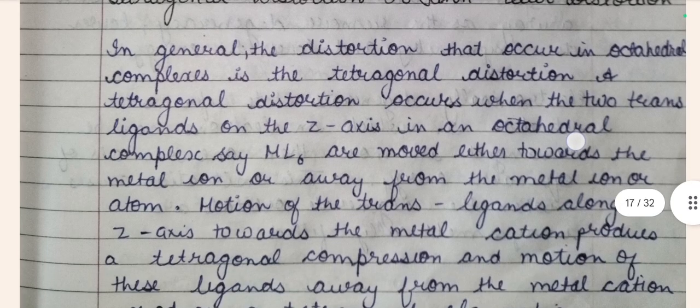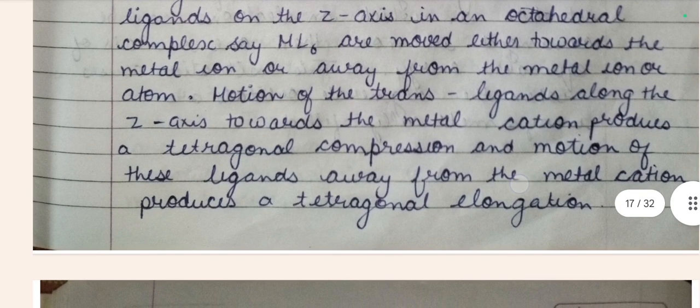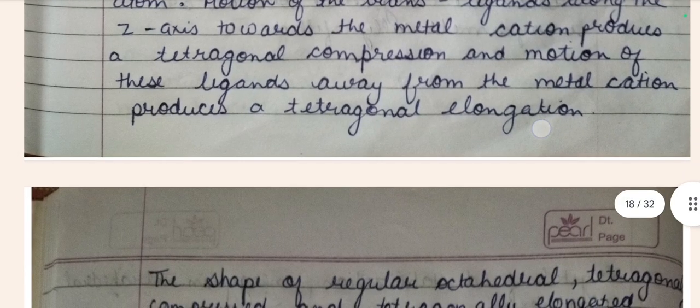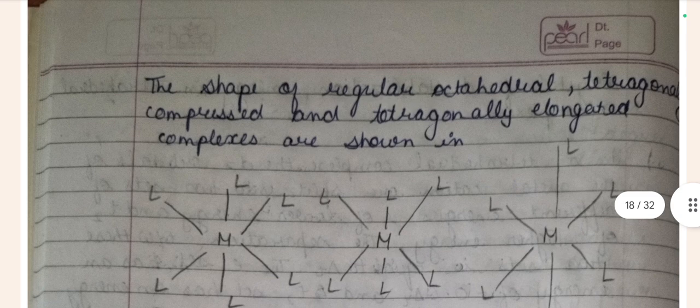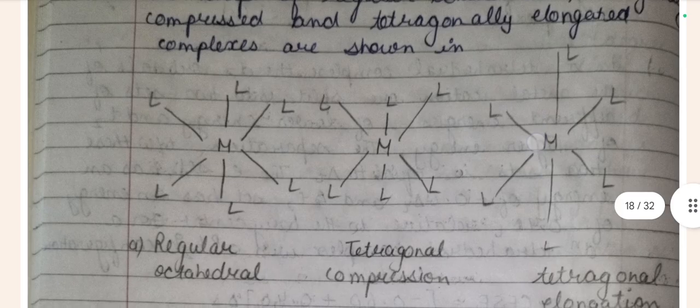Motion of the trans ligands along the z-axis towards the metal cation produces a tetragonal compression, and the motion of these ligands away from the metal cation produces a tetragonal elongation. The shape of a regular octahedral, the tetragonal compression and the tetragonal elongation complexes.